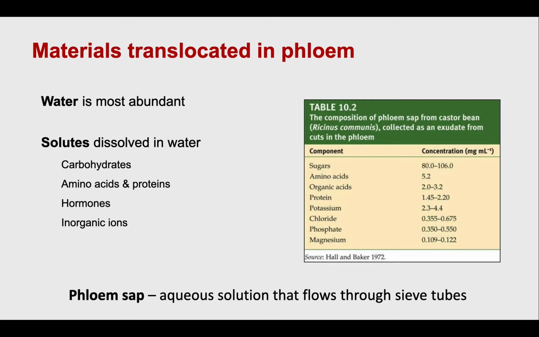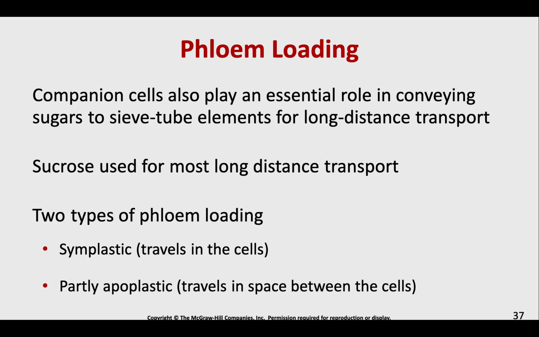All right, so as I mentioned, in the phloem, water is actually most abundant. So phloem has a lot of water. And then all these different nutrients and molecules that it's transporting will be dissolved in that water. So that might be carbohydrates like sugars, might be proteins, might be hormones. It might be those inorganic ions, those nutrients that we need. But together, the water and all the solutes that are dissolved in that water, we would call the phloem sap. And if you remember, that phloem sap is going to flow through those sieve tube elements.